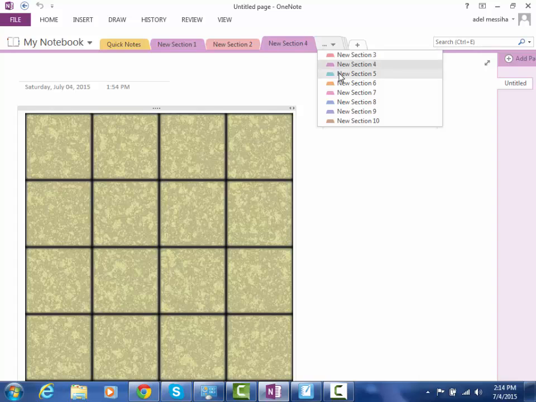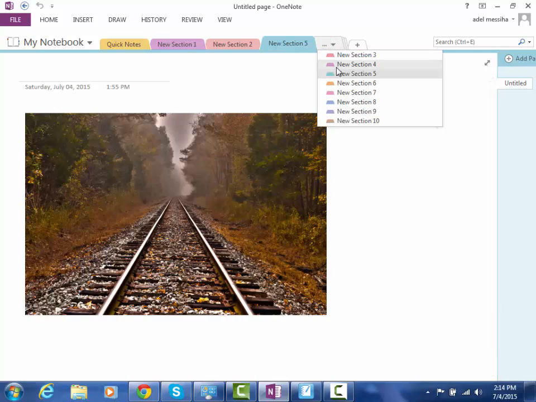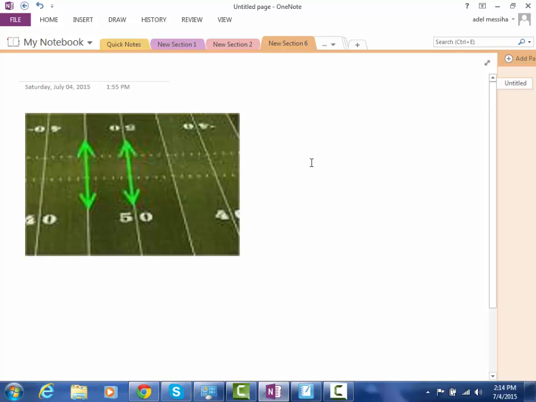Let's see another picture. Railway. The railway lines never intersect, they never meet, so they are always parallel. And another picture. The lines in a football field, they never meet, they never intersect, so they are parallel.